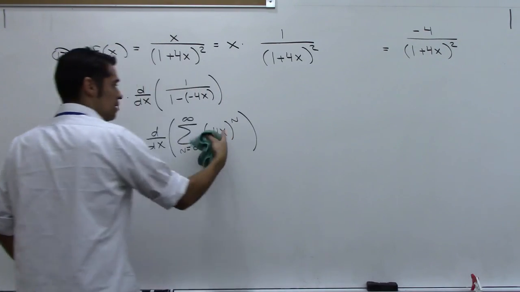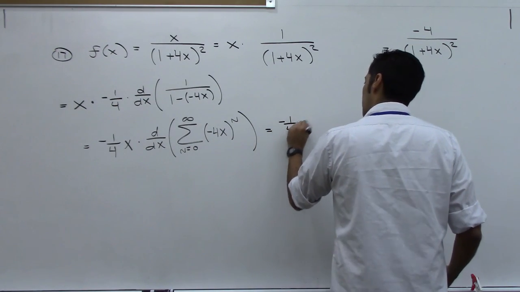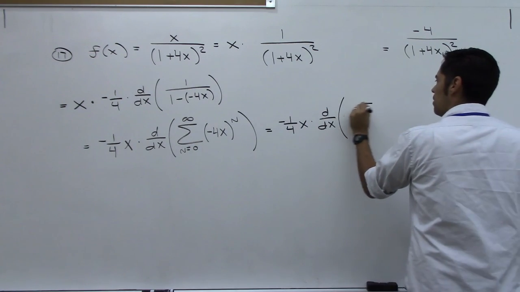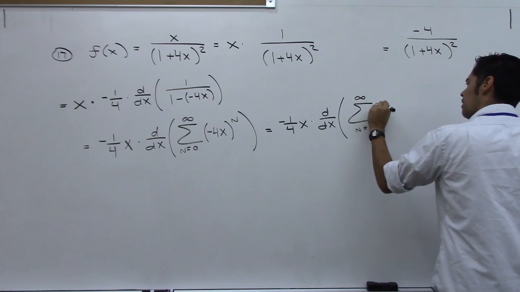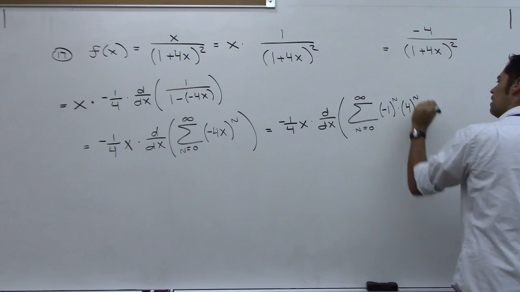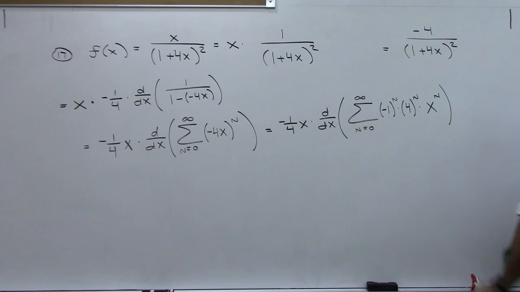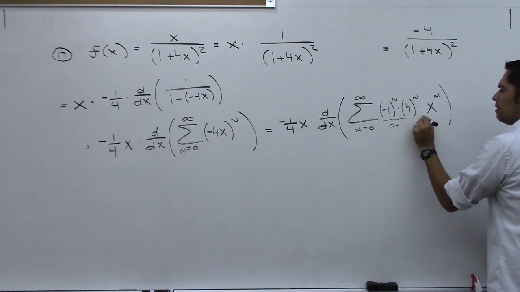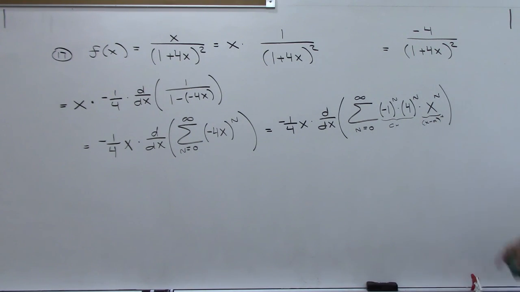Well, we first have to peel it apart. So we have to take that negative 1/4 x times the derivative with respect to x of the sum n equals 0 to infinity of negative 1 to the n times 4 to the n times x to the n. And remember that this piece right here is our c sub n, and then right here, this is our x minus a to the n.